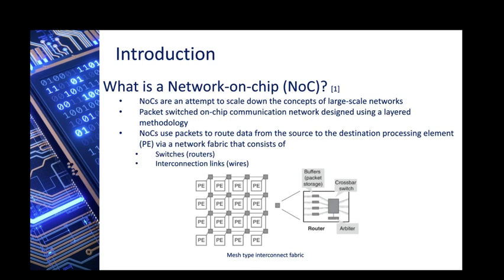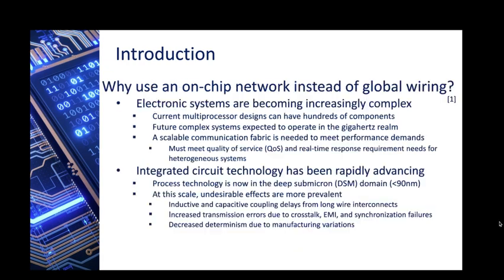So, what is a network on chip? Network on chips are an attempt to scale down the concepts of large scale networks. It is a packet switched on-chip communication network designed using a layered methodology. Network on chips use packets to route data from the source to the destination processing element via a network fabric that consists of switches and interconnection links.